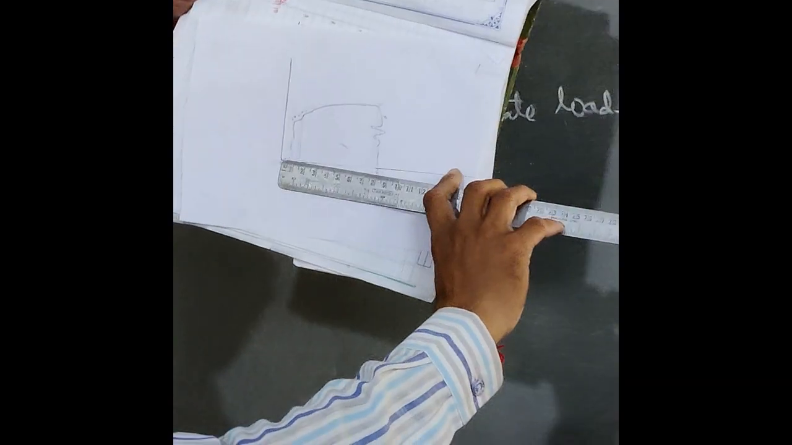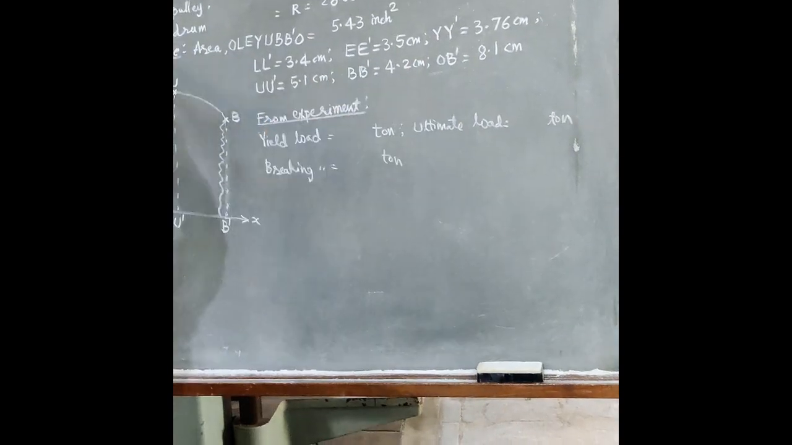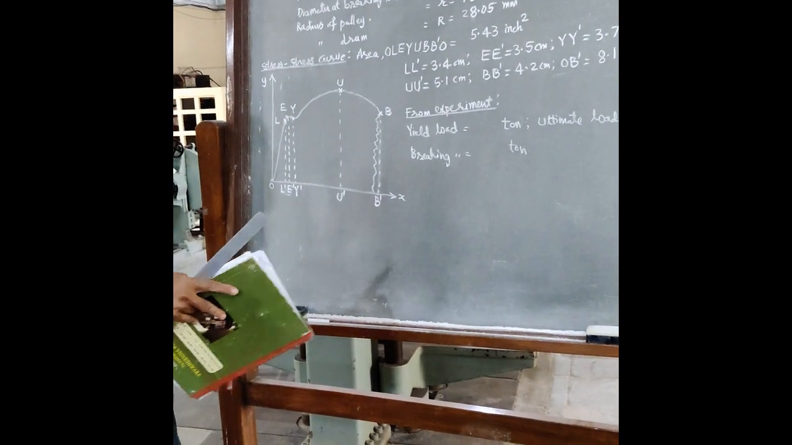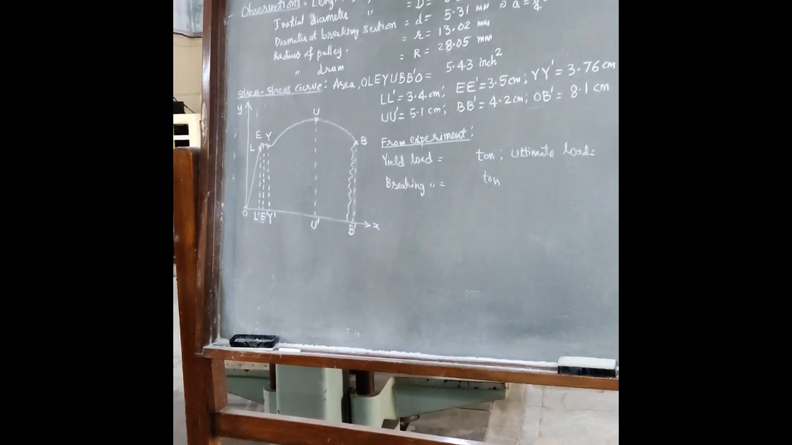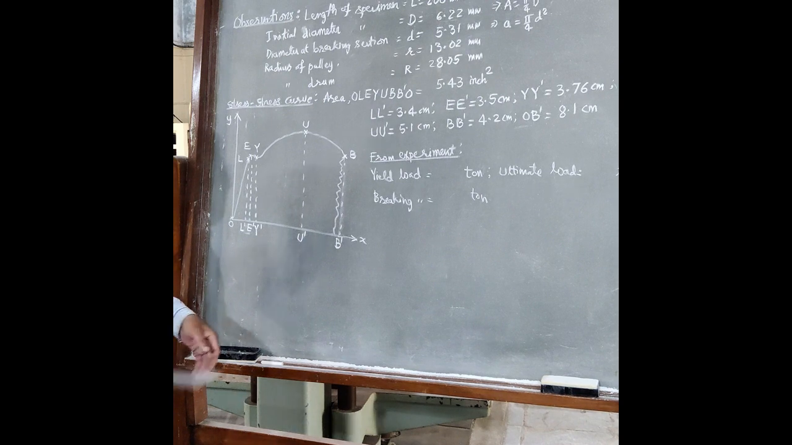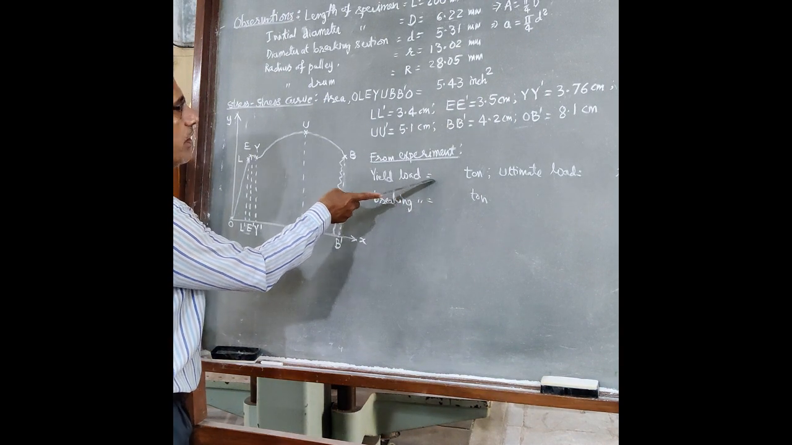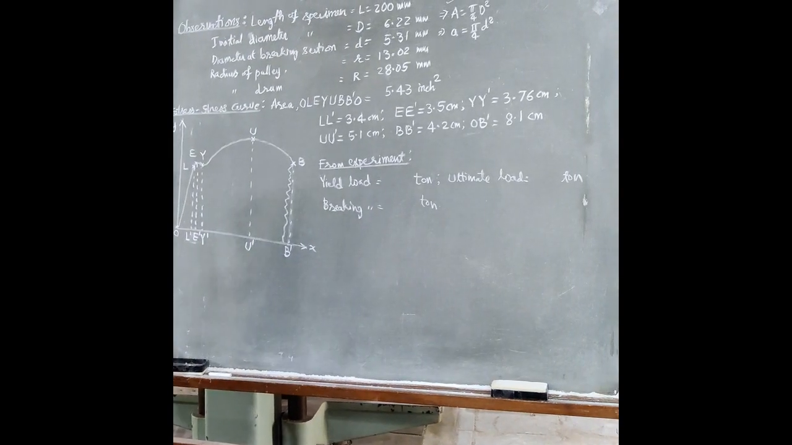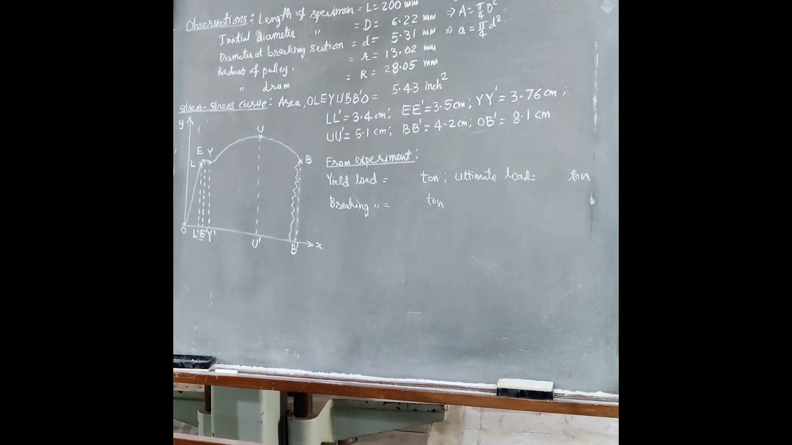This is how I have this abscissa, 8.1, right? Therefore, now I'll have all the observations from this stress strain curve. And the next observation is the yield load, which you already noted down while conducting the experiment, right? The ultimate load and the breaking load are also noted down, right?